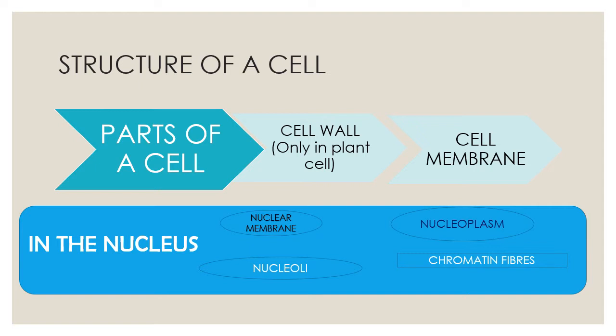So cell wall is the outer boundary of a cell and it is found only in a plant cell. It is absent in the case of animal cell. Cell membrane, it is plasma membrane. It is the second layer after cell wall and it is the first layer in the case of an animal cell.